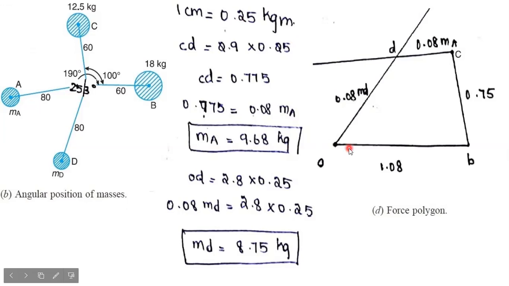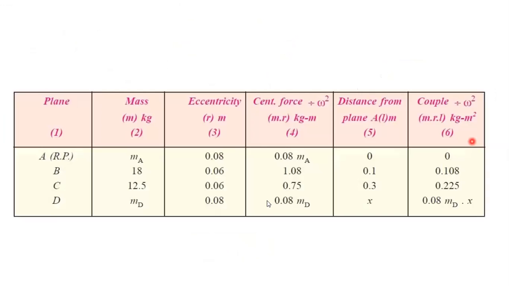So 4.3 centimeter, draw a line, and this line should be parallel to the mass B. So 4.3, you have drawn the line. Next thing is C. For this mass C, we know the angle, that is 100 degree, and the value is also 0.75. So for plane C, it's 0.75.